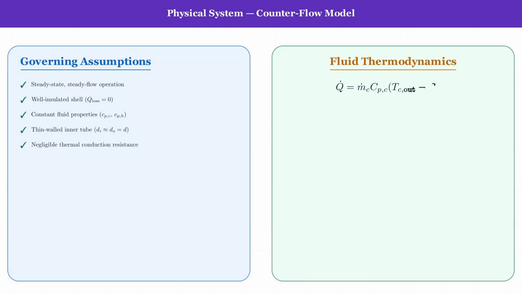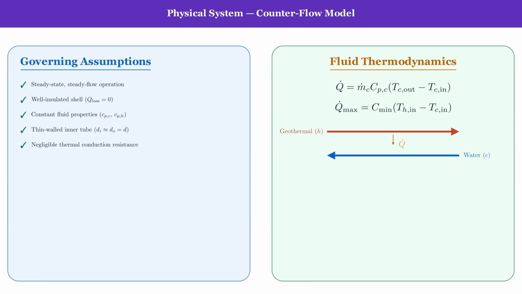On the right, we state the governing equations that frame the analysis. The actual heat transfer rate is computed from the cold stream energy balance. Q dot equals m dot sub c times c_p,c times the temperature rise of the cold stream from its inlet to its outlet. The maximum possible heat transfer rate, the thermodynamic ceiling we encountered in case study 3, is C_min multiplied by the difference between the two inlet temperatures. This is the reference value against which the actual performance will be measured.